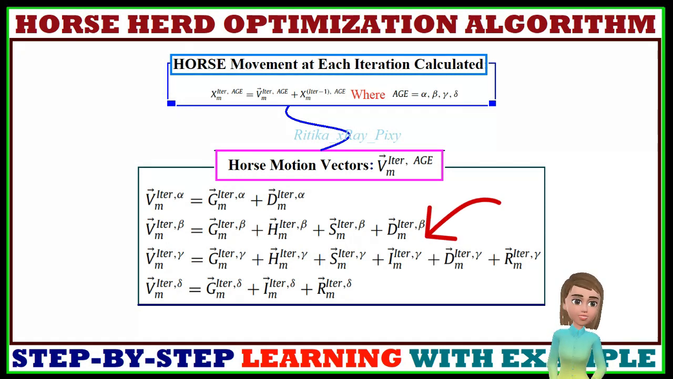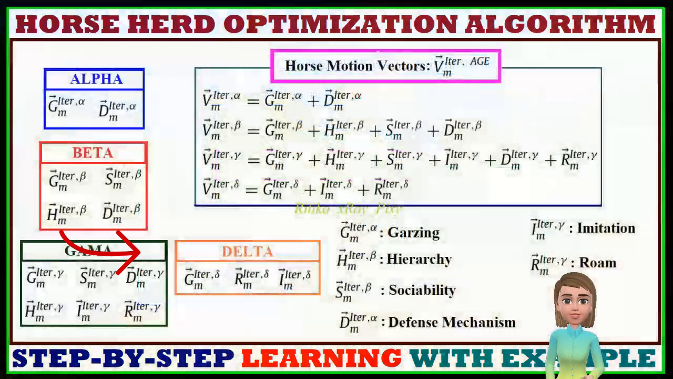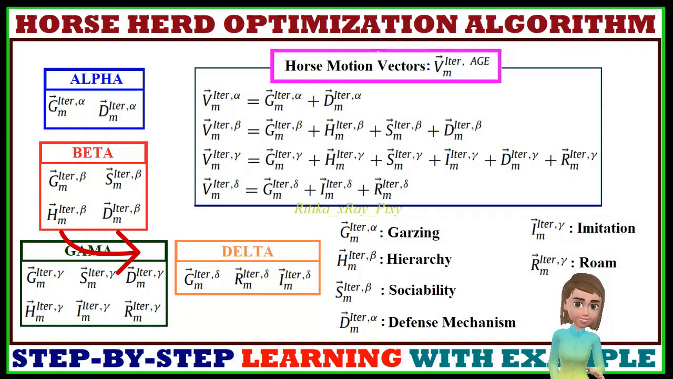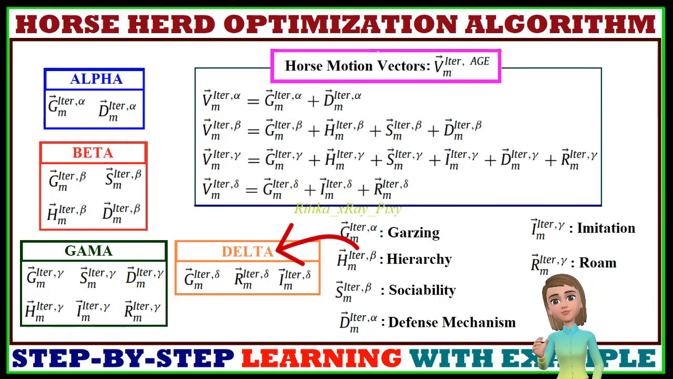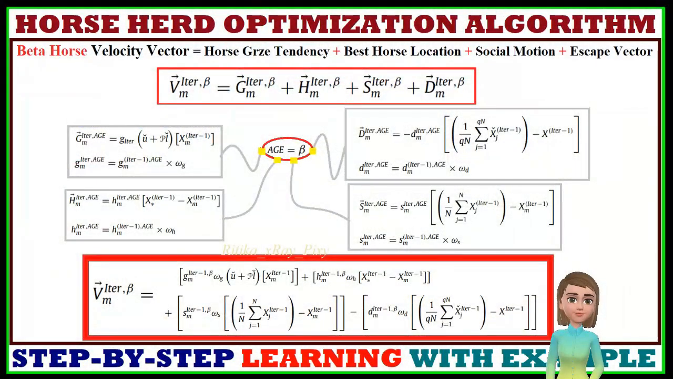For the gamma horse, you can see here, this is the grazing, socialism, defense mechanism, hierarchy, imitation, roam, and for the delta horse we have grazing, imitation, and roam. So one by one you can see here. So first you can see the velocity vector for the beta horse.